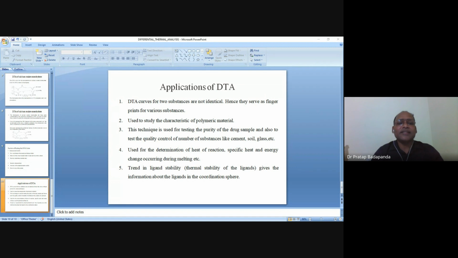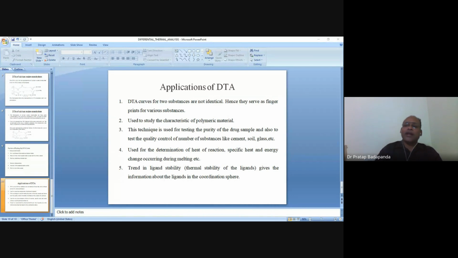Next, this technique is used for testing the purity of drug samples. I usually mention drug samples because we are giving emphasis to pharmaceuticals. It is also used for quality control of substances like cement, soil, ores and glass. It is also used for the determination of the heat of reaction, specific heat, and the energy change occurring during melting.